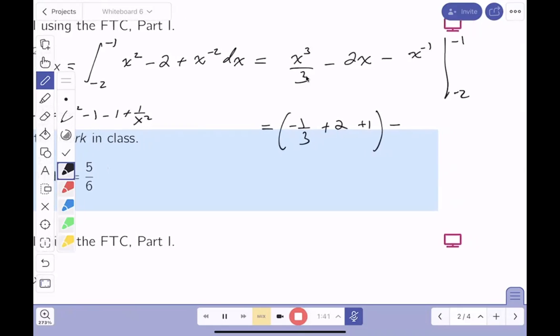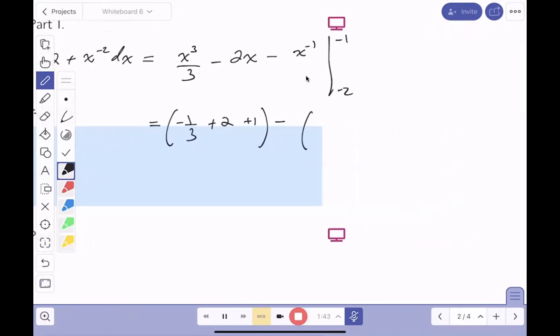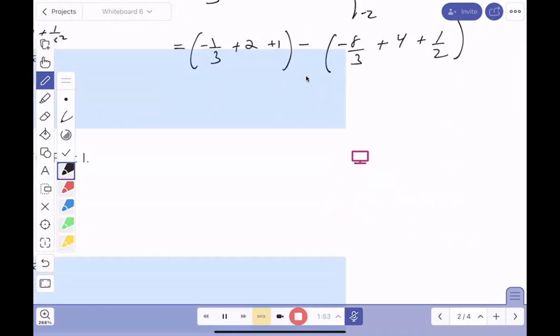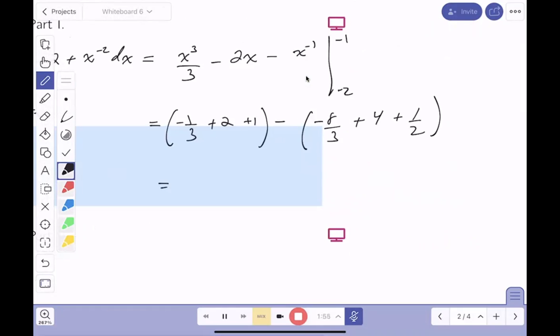Minus, I'm just evaluating some simple numbers. This is going to give me minus 8/3. And it's going to give me plus 4. And then what do you get over there? You get plus 1/2. Yeah, I know it's trouble. Let's keep going. Minus 1/3 plus 3 plus 8/3 minus 4 minus 1/2.